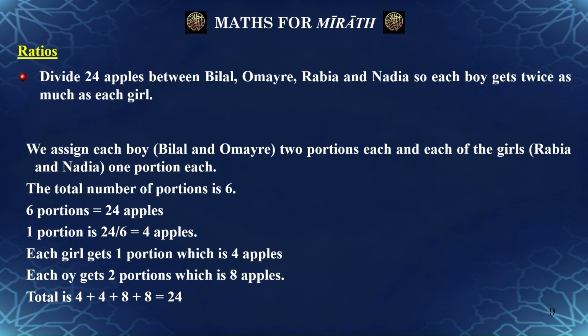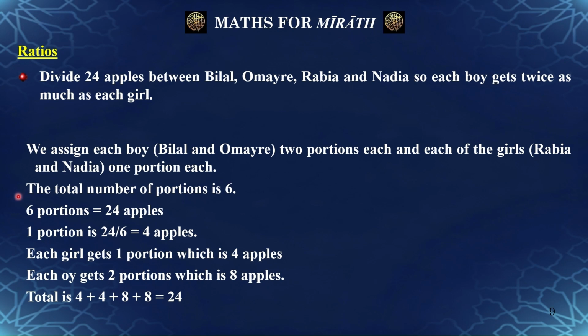Let's look at another example. Divide 24 apples between Bilal, Omer, Rabia, and Nadia, so each boy gets twice as much as each girl. We assign each boy, Bilal and Omer, 2 portions each, and each of the girls, Rabia and Nadia, 1 portion each. The total number of portions is 2 plus 2 plus 1 plus 1, a total of 6.